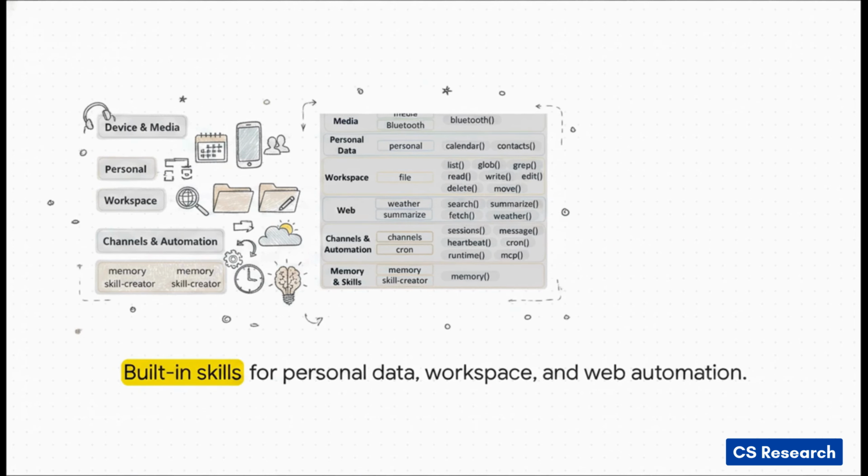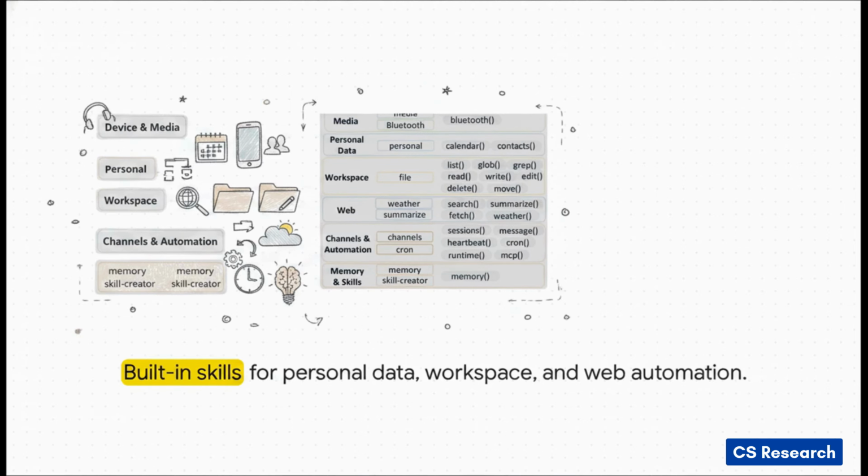But my personal favorite has to be the Workspace section. It has native file operations to list, read, write, edit, delete, and move files right on your device. It can even search the web, fetch the weather, and manage cron jobs for automation. By hard-coding these skills, the AI doesn't have to guess how an app works.